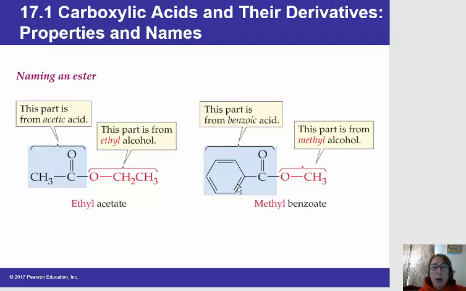Identify which part came from the acid, that comes second in the name and ends in -ate, and identify which part of the structure comes from the alcohol, that comes second in the structure but first in the name and ends in -il. And I always count carbons. That seems to help me when I'm trying to figure out the name. I look how many carbons. One carbon, methyl. Two carbons, ethyl. Three carbons, propyl, etc.